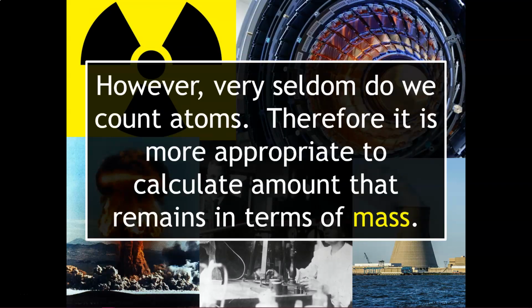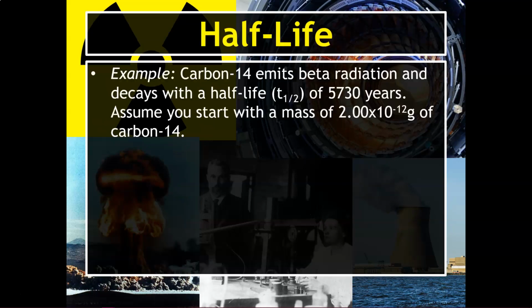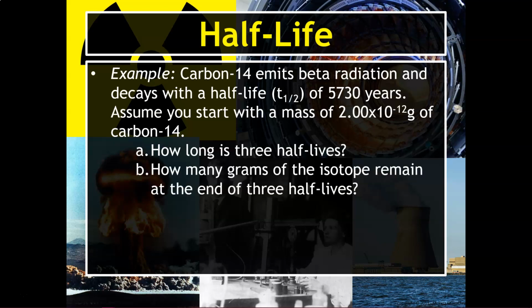However, very seldom do we count atoms, of course. Therefore, it's more appropriate to calculate the amount that remains in terms of mass of the substance. So for example, carbon-14 emits beta radiation and decays with a half-life of 5,730 years. Assume you start with a mass of 2.00 times 10 to the minus 12 grams of carbon-14. How long is 3 half-lives? And how many grams of the isotope remain at the end of 3 half-lives?